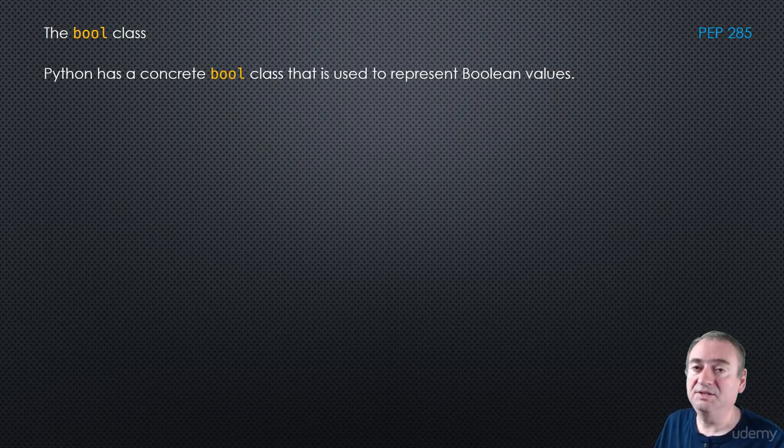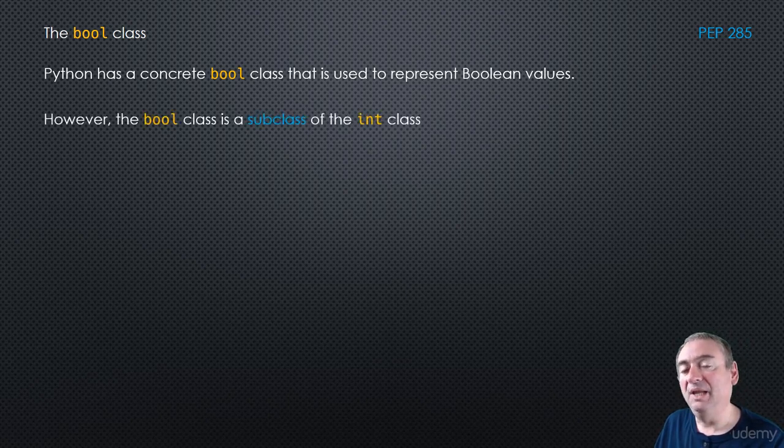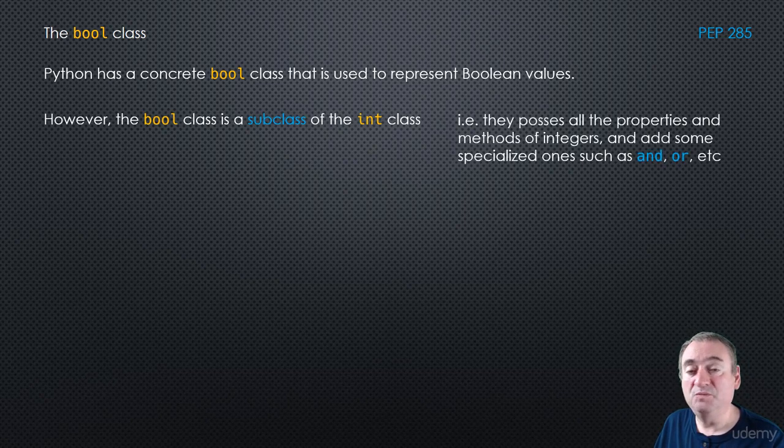So Python has a concrete Bool class that is used to represent Boolean values. Now the Bool class is a subclass of the int class. So the Bool class inherits from integers, which means that it possesses all the properties and the methods of integers, such as addition, subtraction, the div, the mod operators, and so on. And then it also adds a few of its own, like AND, OR, XOR.